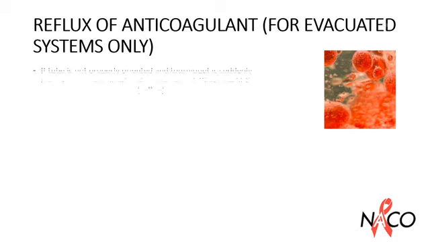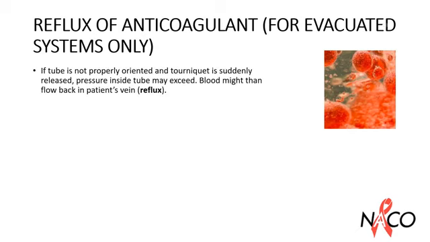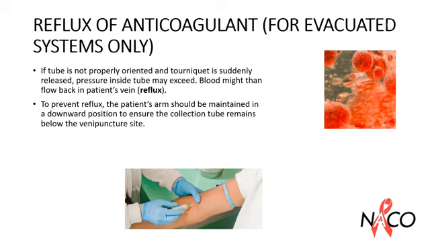If the tube is not properly oriented and the tourniquet is suddenly released, pressure inside the tube may momentarily exceed that in the vein. Blood might then flow back into the patient's vein from the collection tube, and tube additives like EDTA have the potential to cause adverse reactions in patients. To prevent reflux, the patient's arm should always be maintained in a downward position to ensure the collection tube always remains below the venipuncture site and fills from bottom upwards.